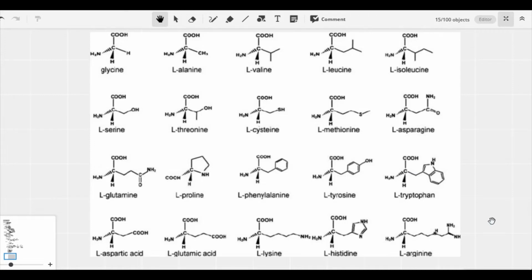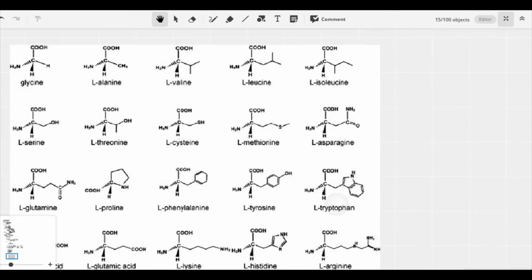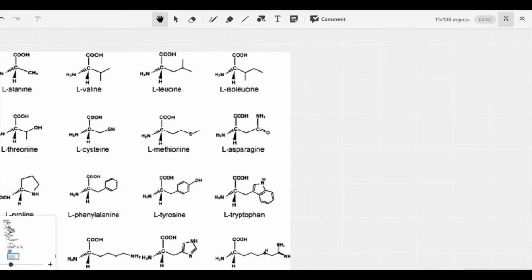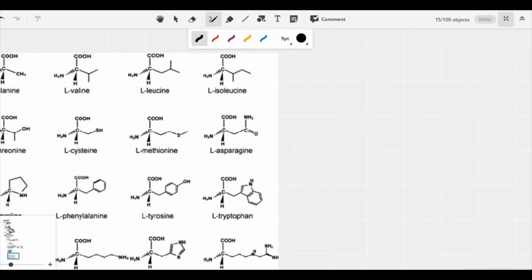Now, because these 20 amino acids are very difficult to remember or memorize, we can classify these 20 amino acids into different groups. So first of all you have to remember that you can divide these 20 amino acids into 7 different groups. For example, the first group that we are going to classify is amino acids with aliphatic side chain.